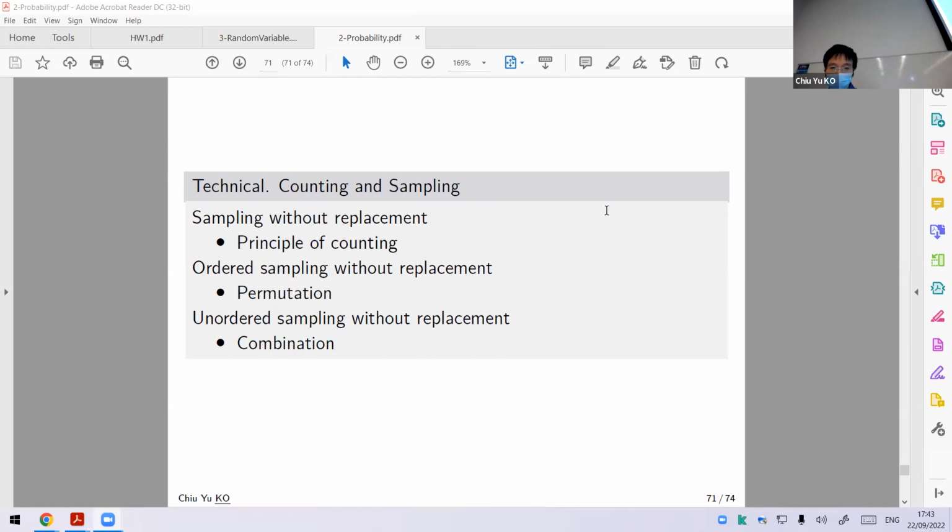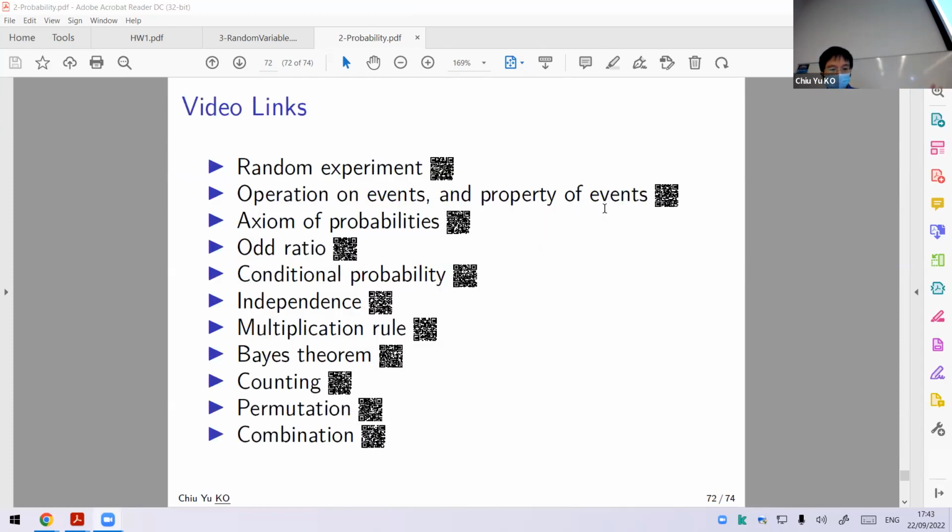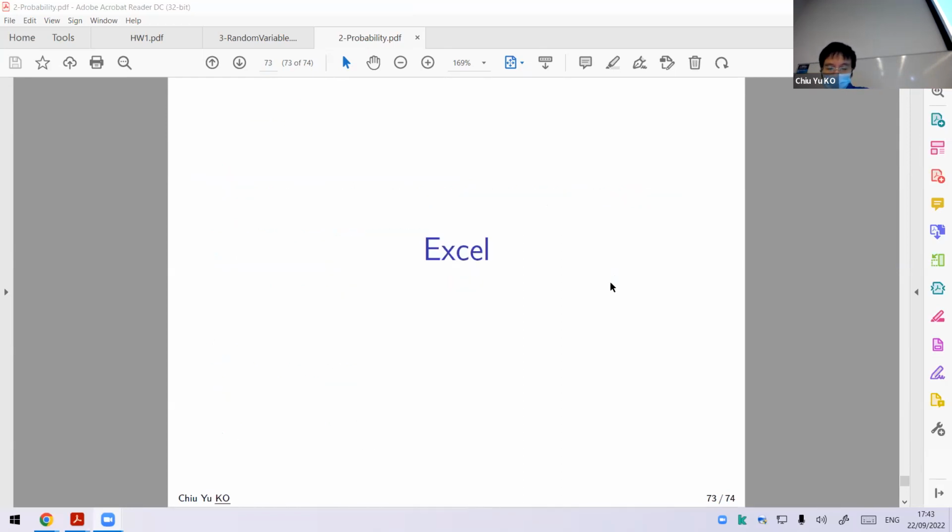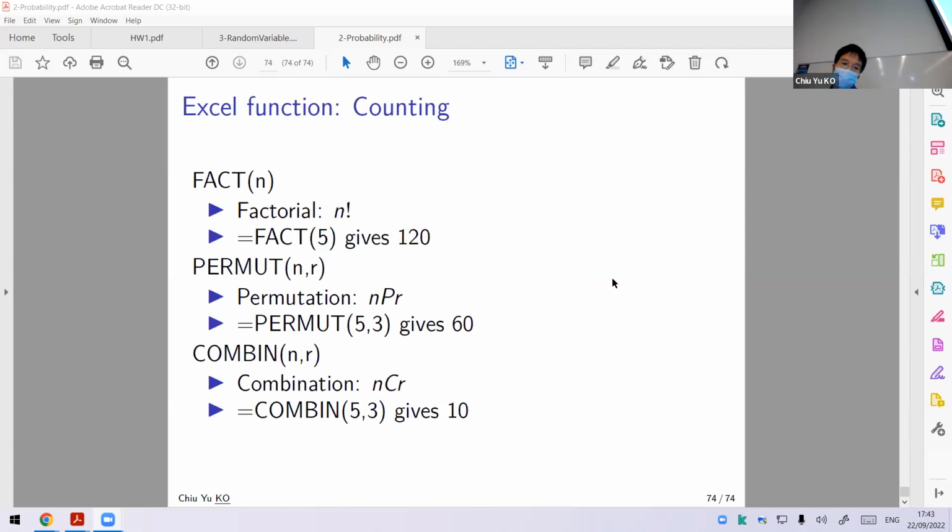What is left is that these are all in the video, which you can look at if you missed anything from the slides. The last thing I want to show you is 3 spreadsheet functions that you can use to calculate permutation, combination, and factorial. I'm not going to go to Excel to show you this, but this one, FACT, is just factorial.